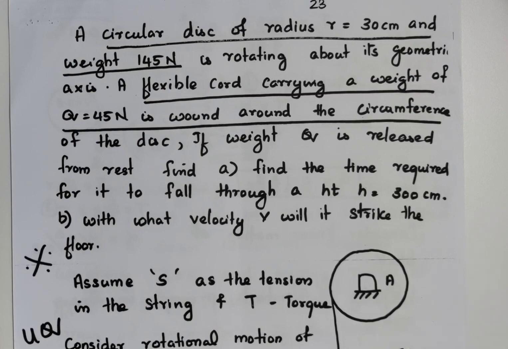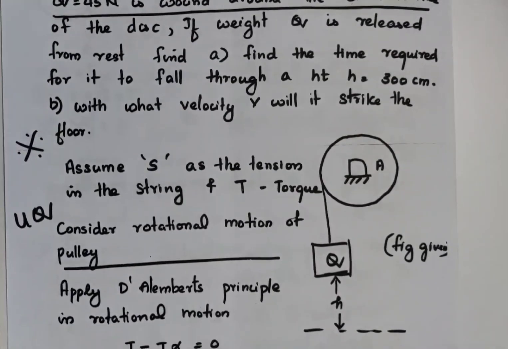So now in the next question, a circular disc of radius 30 cm and weight 145 Newton is rotating about the geometric axis. A flexible cord carrying a weight Q equal to 45 Newton is wound around the circumference of the disc. If weight Q is released from rest, find first the time required for it to fall through a height 300 cm, and second with what velocity it will strike the floor. So this is a university question. You are given the figure.